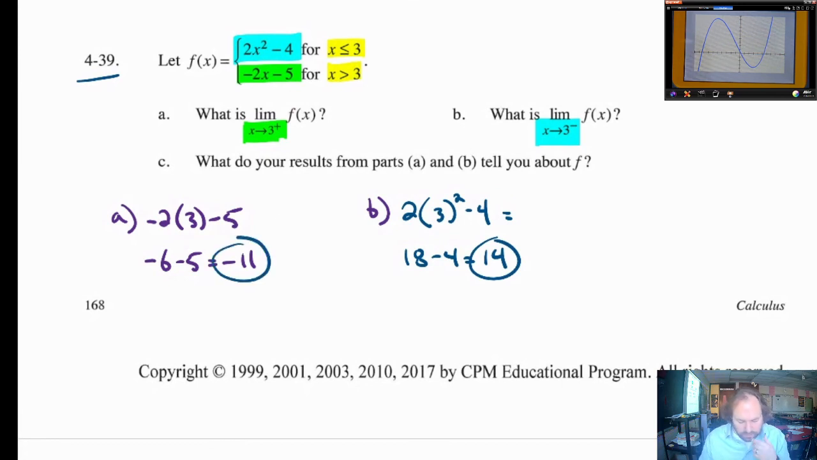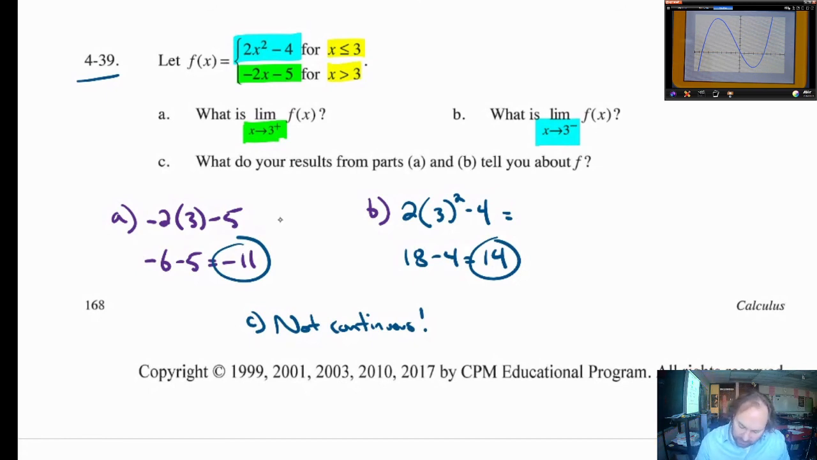And the question is, what do your results from parts A and B tell you about f? Well, since they're not the same number, it's not continuous. They would have to be the same number to be continuous, and since they're not, this graph is not continuous at that point.